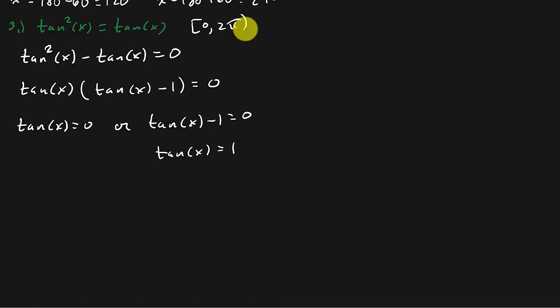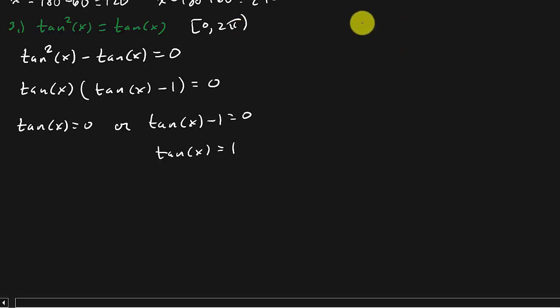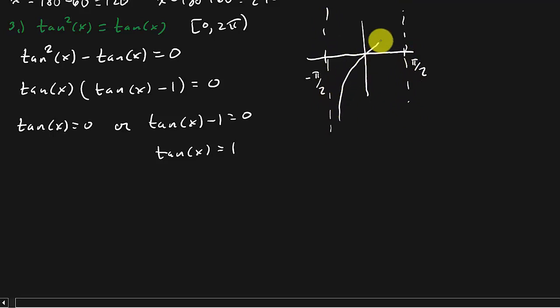It all works the same whether you're in degrees or radians. Now, if you look at the graph of tangent, remember the basic graph of tangent, it looks like this. So we can easily see that tangent is 0 at 0. That's one of our solutions, x equals 0.